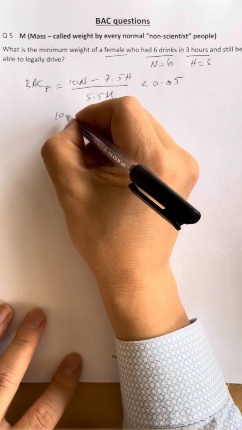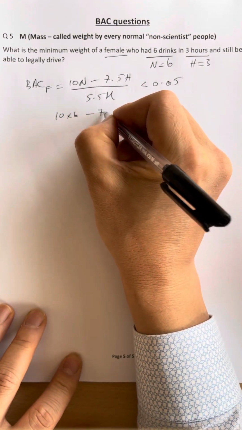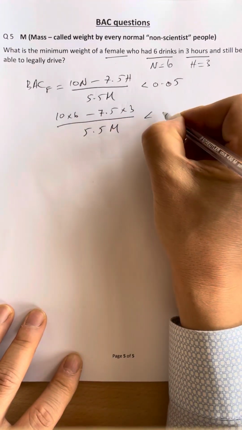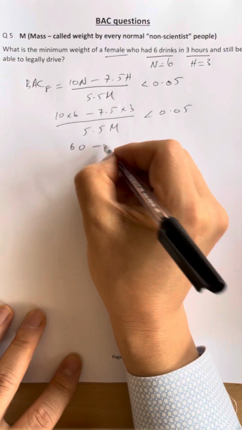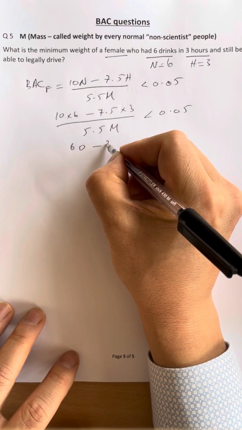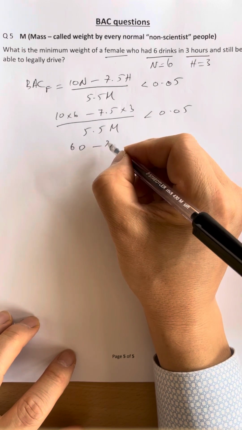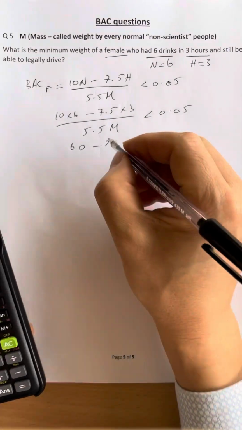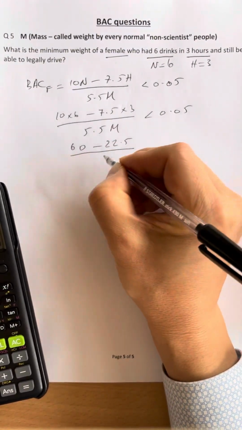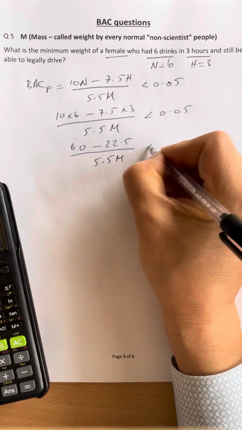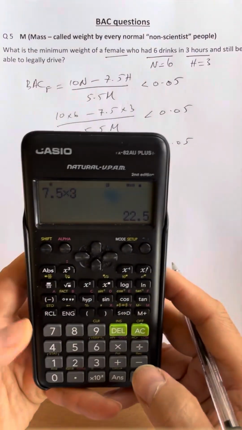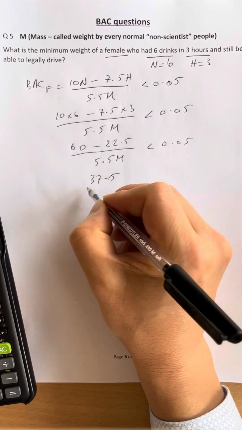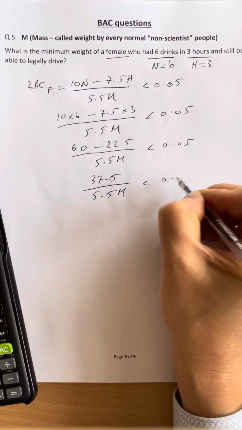So you go 10 times 6 minus 7.5 times 3, divided by 5.5M, is less than 0.05. 60 minus 7.5 times 3, which is 22.5, divided by 5.5M is less than 0.05. So 60 minus 22.5 is 37.5 divided by 5.5M is less than 0.05.